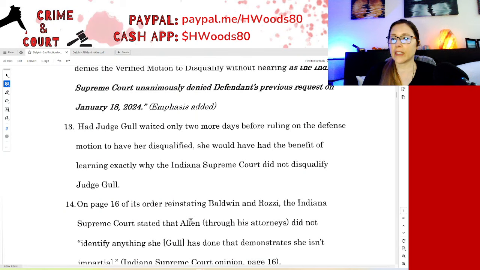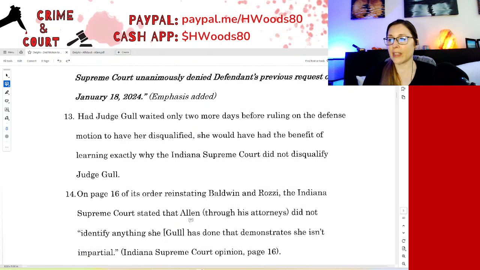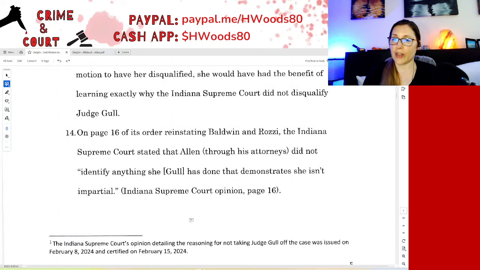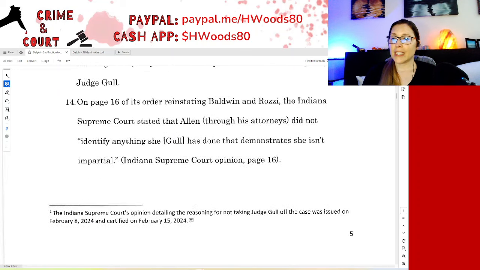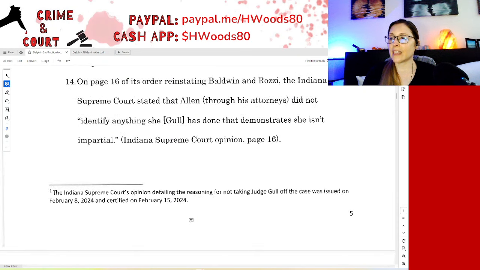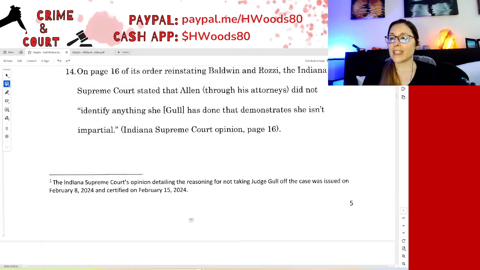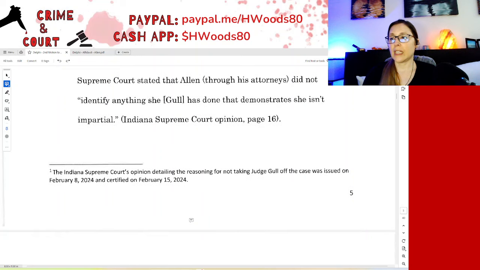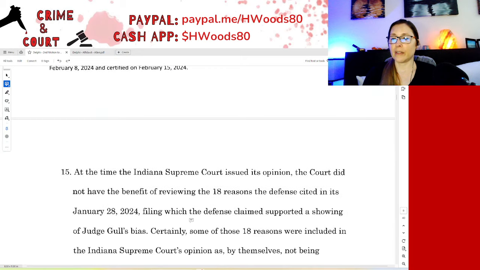Right, number 13, had Judge Gull waited only 2 more days before ruling on the defense motion to have her disqualified, she would have had the benefit of learning exactly why the Indiana Supreme Court did not disqualify Judge Gull. Number 14, on page 16 of its order reinstating Baldwin and Rozzi, the Indiana Supreme Court stated that Allen, through his attorneys, did not identify anything she had done that demonstrates she isn't impartial. Indiana Supreme Court opinion, page 16.